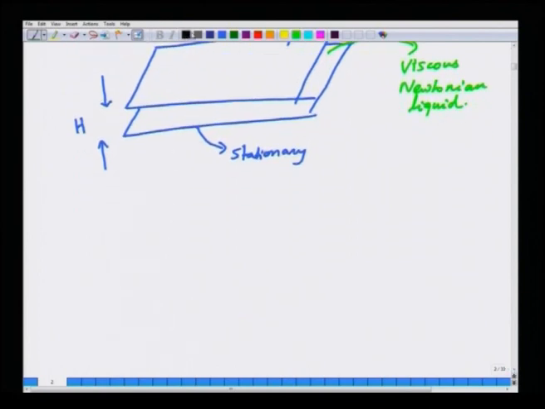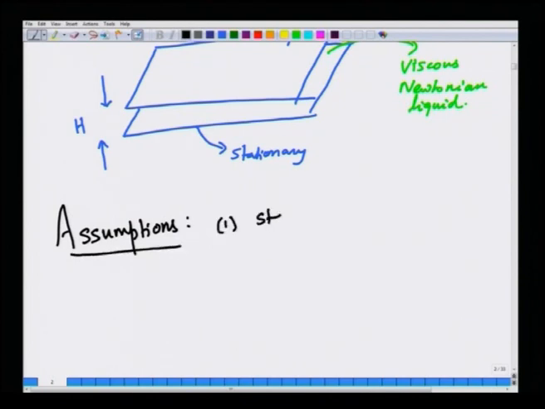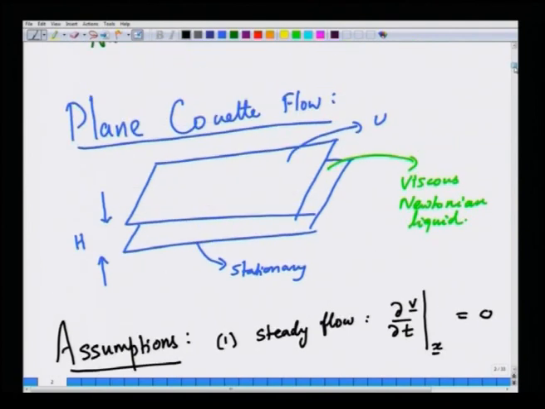Now, before I solve this, we have to make some assumptions in order to simplify the Navier-Stokes equations. The first assumption I will use is that the flow is steady. When the flow is steady, the time derivative of any quantity such as velocity at a given point in space is 0. If I look at a fixed point in space, that velocity is independent of time, and so is the pressure and so on.